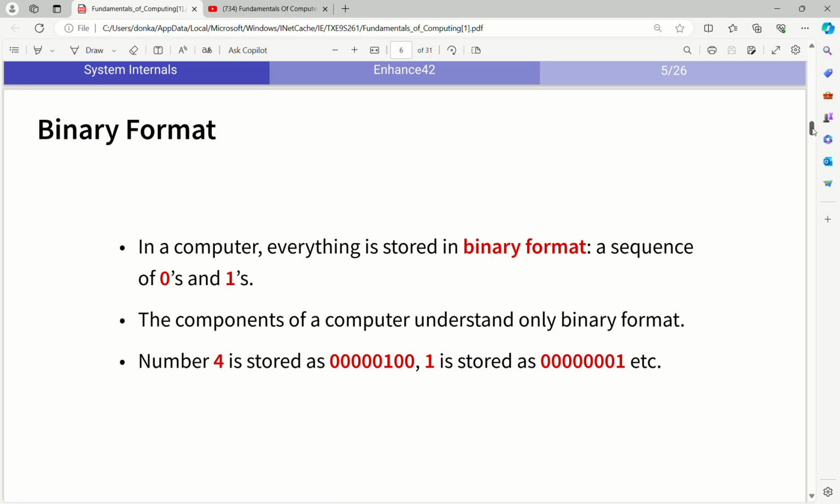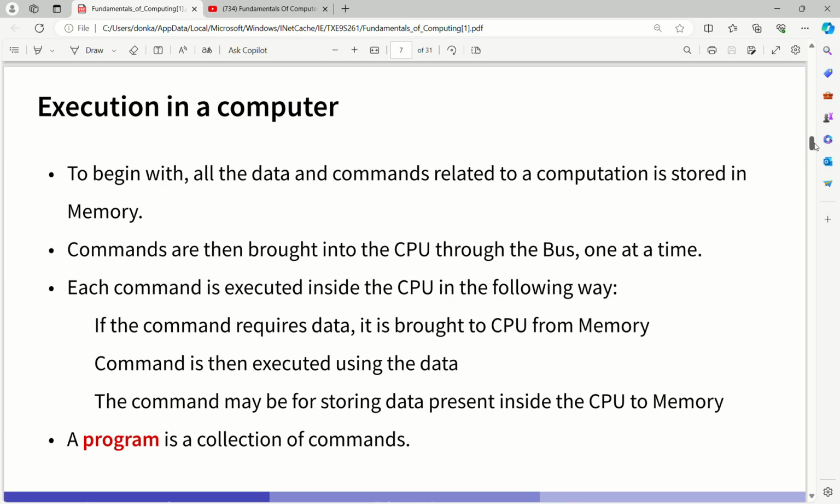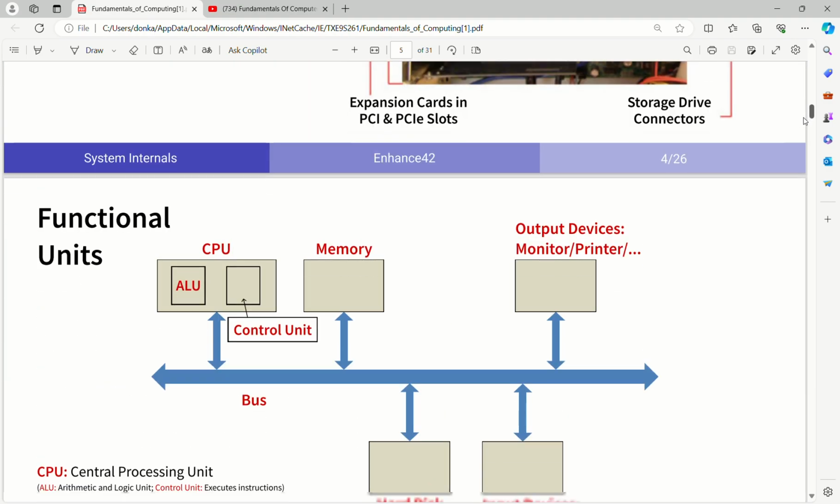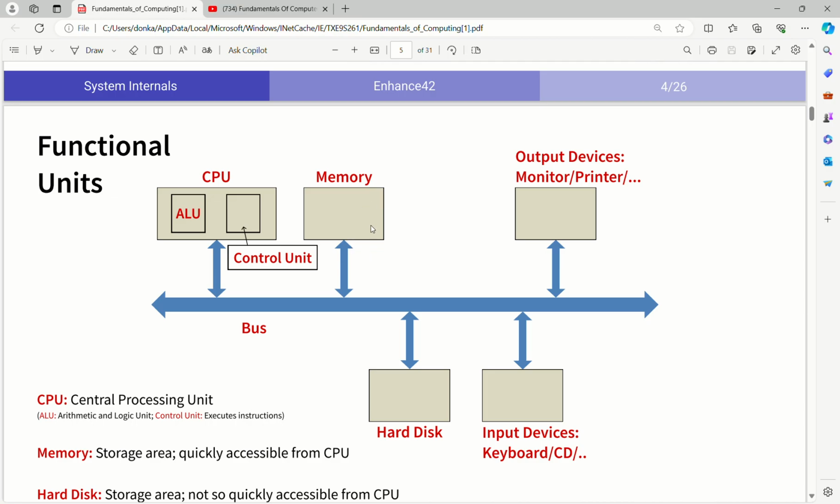And next we will move to execution in a computer. To begin with, all the data and commands related to a computation are stored in the memory. We are giving many commands and many programs to the computer, and what happens to all these programs? Here we see that first all the data and commands related to the computation are stored in the memory. This will go to the functional unit. These commands are stored in the memory, and from memory these commands are brought to the CPU.